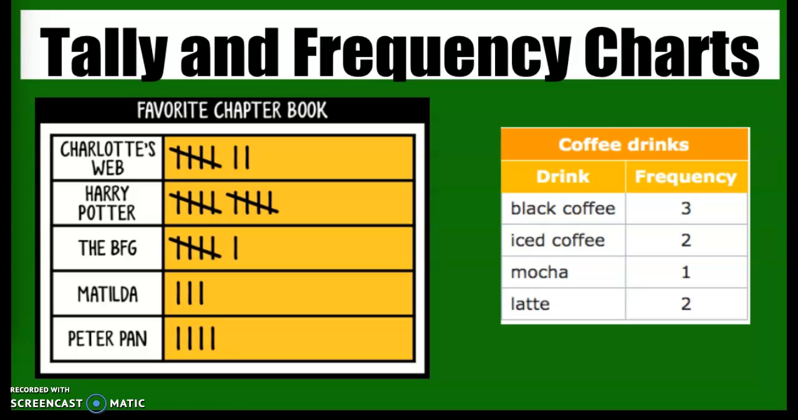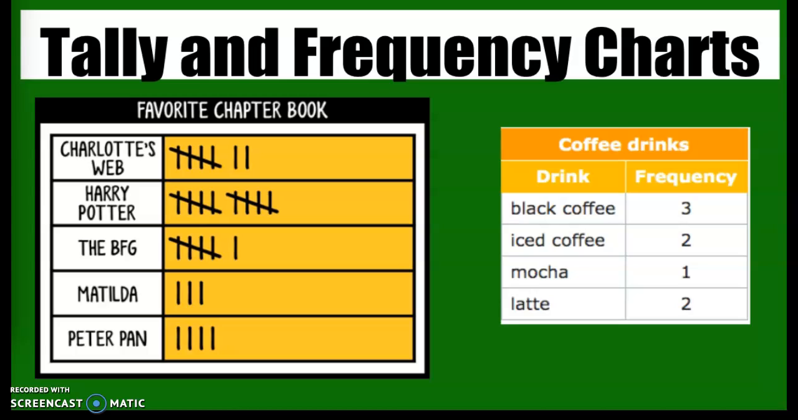So on the left we have a tally chart. We know that it's a tally chart because it has tally marks. They're grouped by fives so that they're easier to count. This happens to be a tally chart for a favorite chapter book. As you can see, it has listed in the first column the names of the books, and then the second column is where the tally marks went.